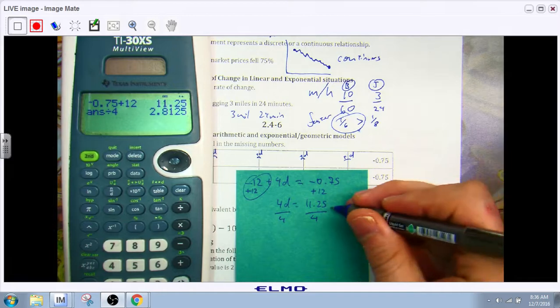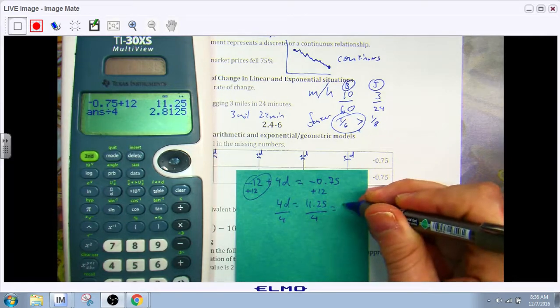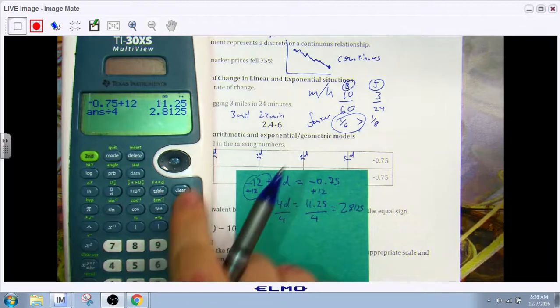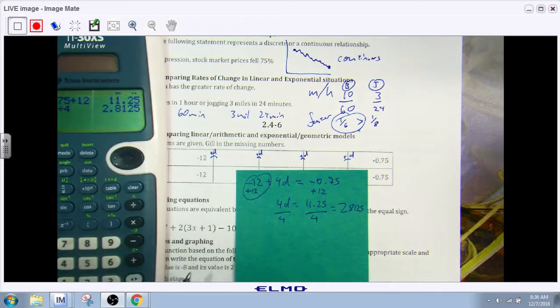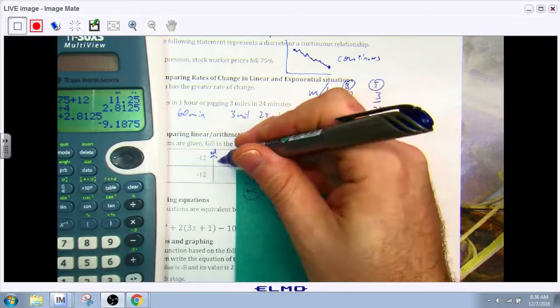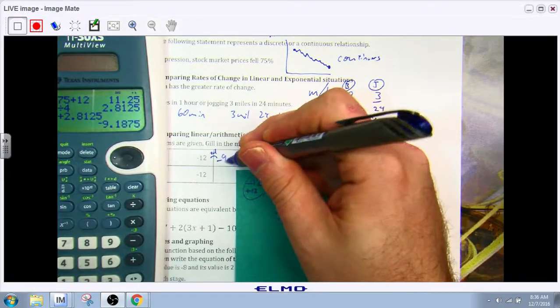All right, so that ends up giving me 2.8125 as my common difference. So if I take my initial value, negative 12, and I add 2.8125, I end up with negative 9.1875.